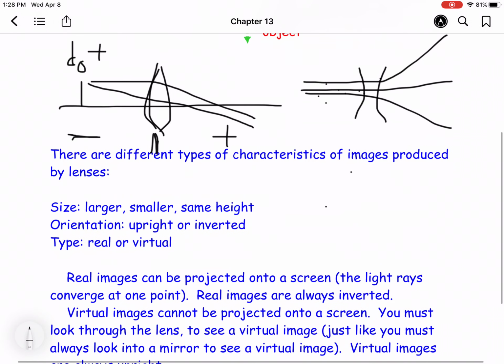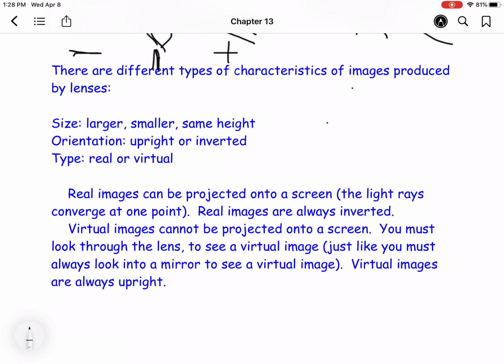So there are different types of characteristics, but the same idea. We still have size: larger, smaller, same; orientation: upright, inverted; or type: real or virtual. Real images can be projected on a screen, because the light rays themselves actually converge to that point. And real images for lenses are always inverted.